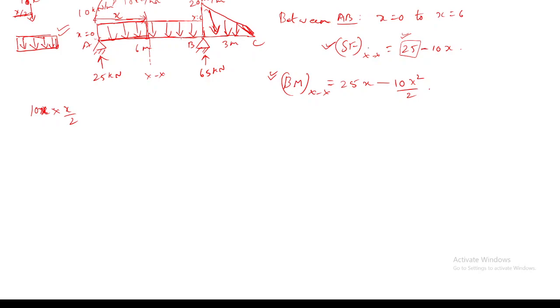So for example, in the question, if they are asking what is the shear force at a point, say, 1.5 meter from point A, then you can substitute x equals 1.5 and calculate the shear force and the bending moment at x equals 1.5. So part AB is over.